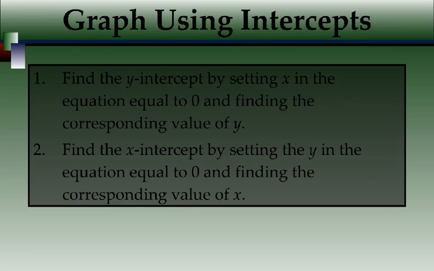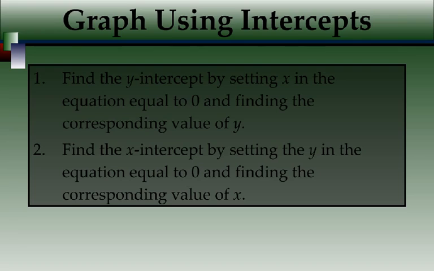All right, in this section, the way we're going to graph our linear equations is by using the intercepts, the x-intercept and the y-intercept, to help us in graphing our linear equations. Because all we need is 2 points to graph a line, and one is going to be the x-intercept and the other one is going to be the y-intercept.